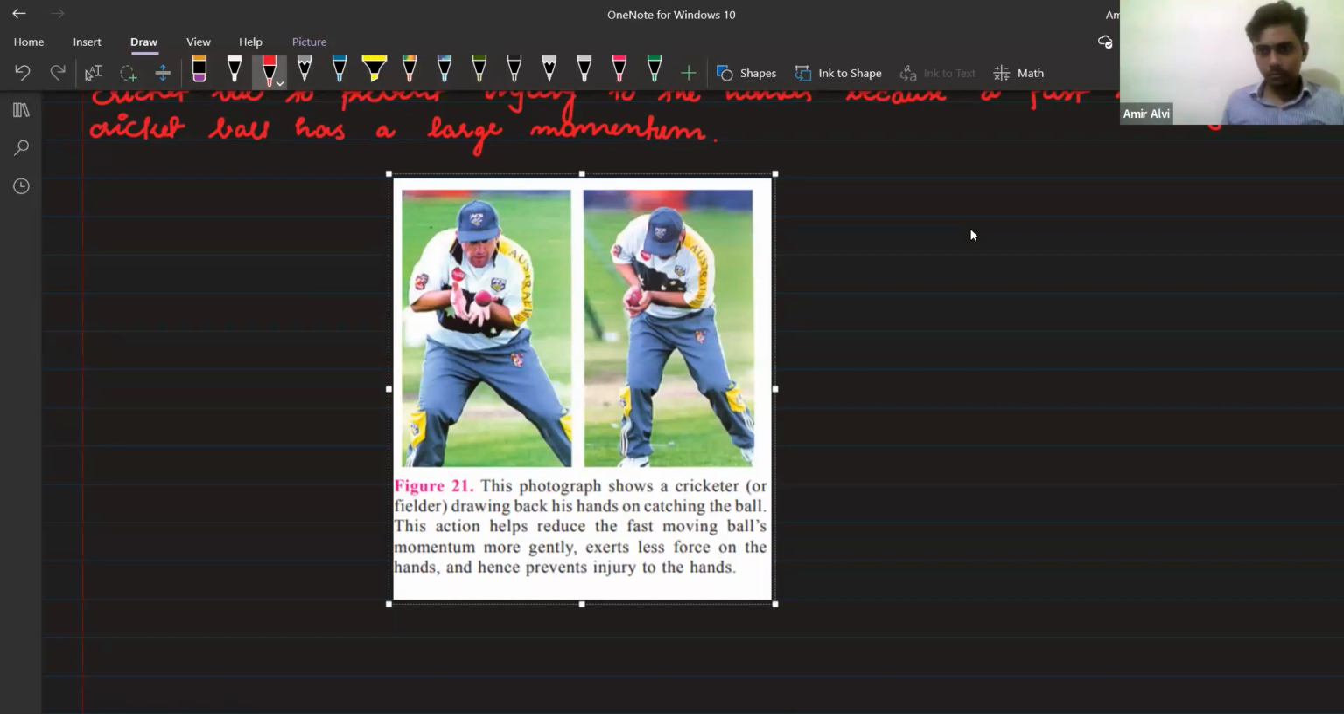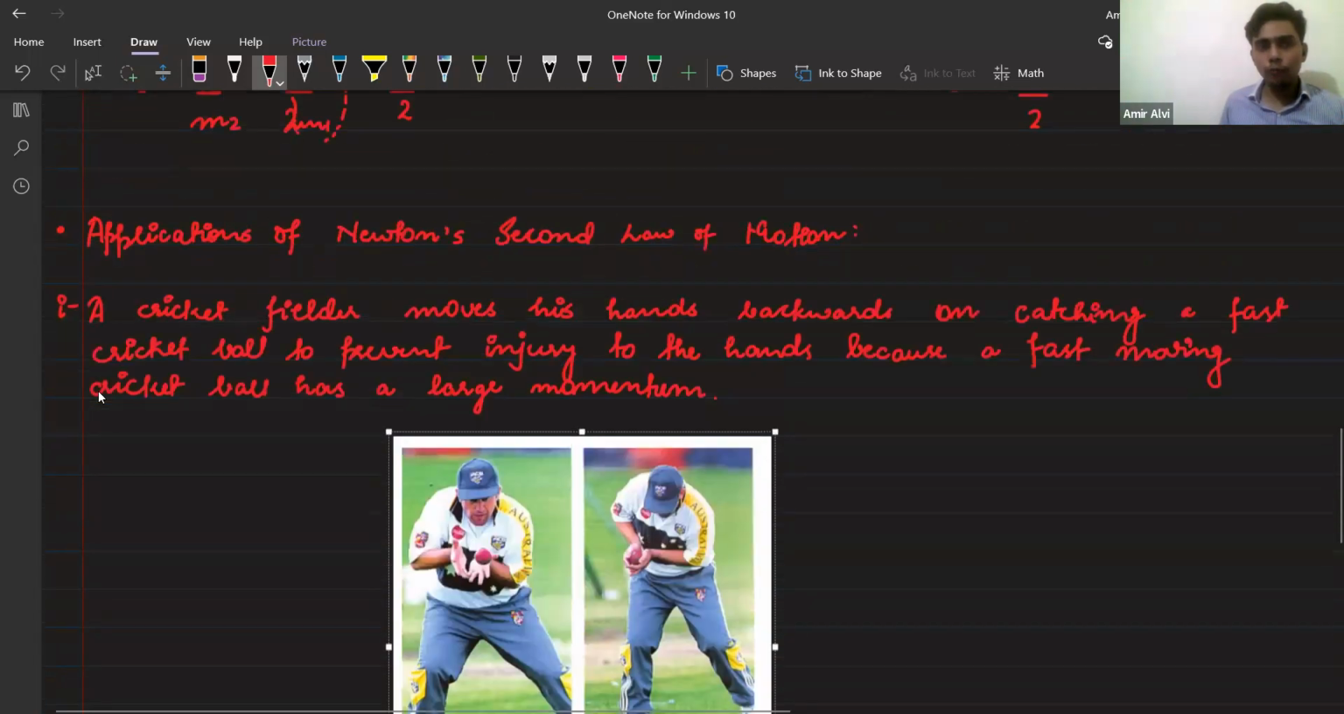Okay. And I've also given one example: when we jump from a high place, after jumping to the ground, we do not land steadily. We just bend our knees so that our knees absorb the shock. If we don't do that, our knees will break. There will be a fracture in the knees, right, everyone? Yes, sir. So these are some applications of the second law of motion.